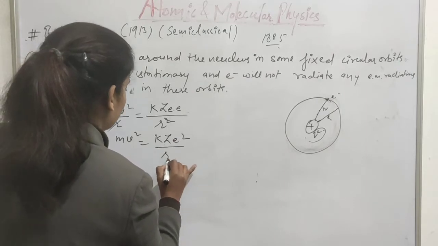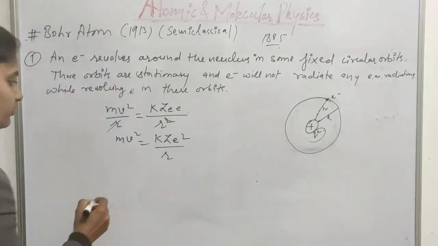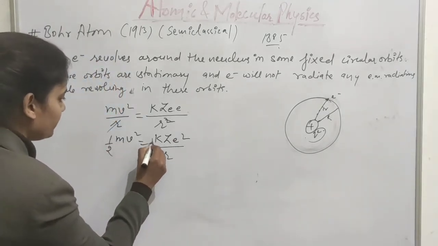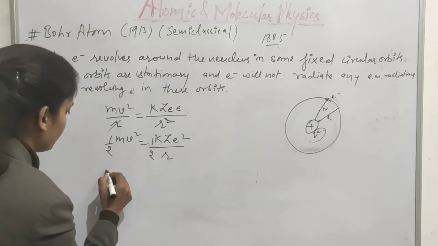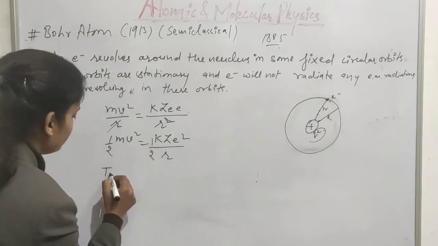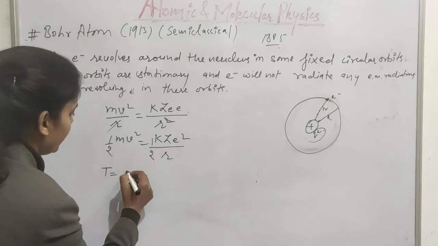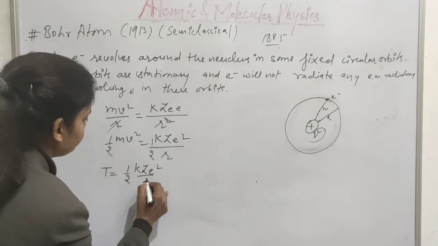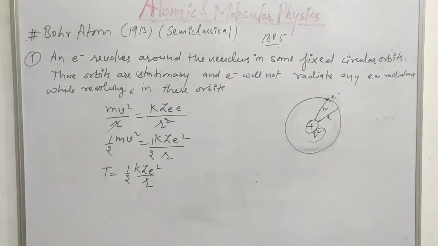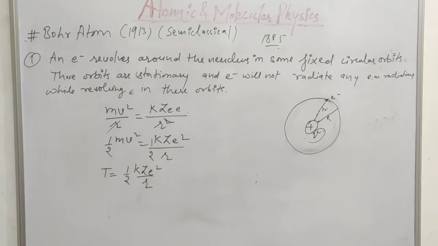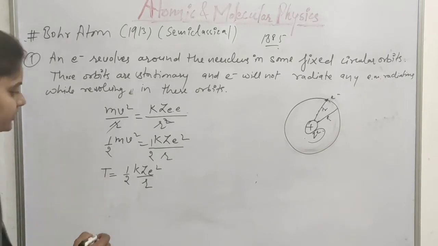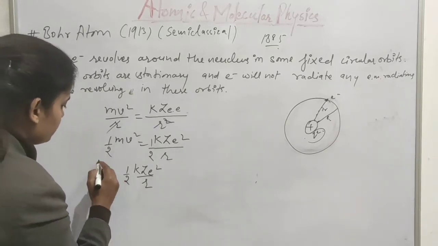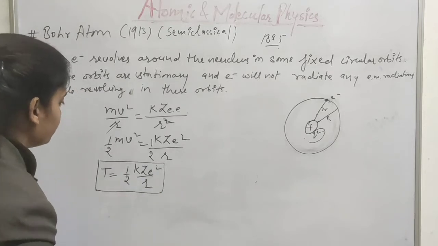Next, if you multiply both sides by half, this gives the value of kinetic energy. We represent this by T. So the kinetic energy of the electron while revolving in the orbit is given by this. So this is the value of kinetic energy, and we can keep this value separate.